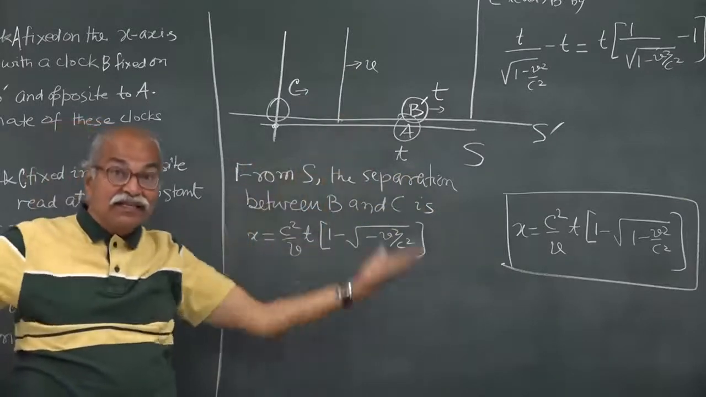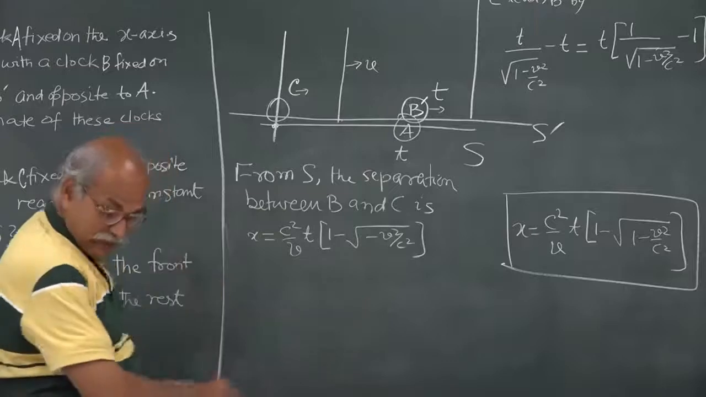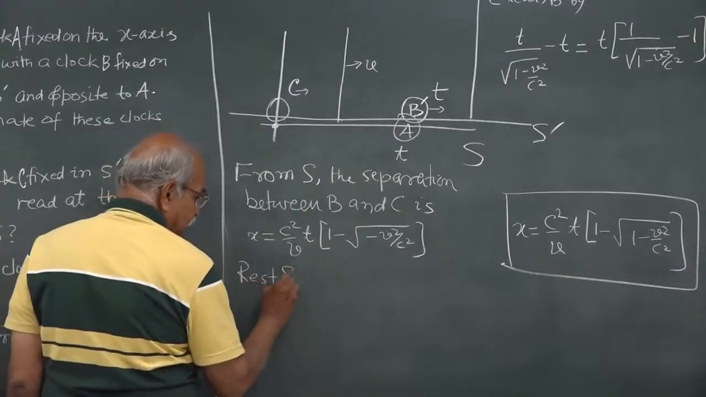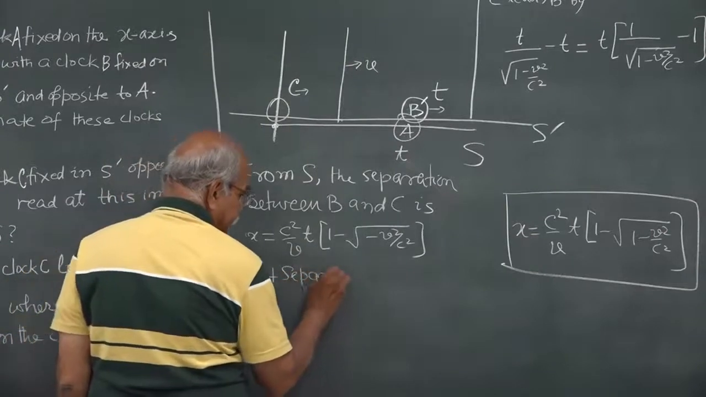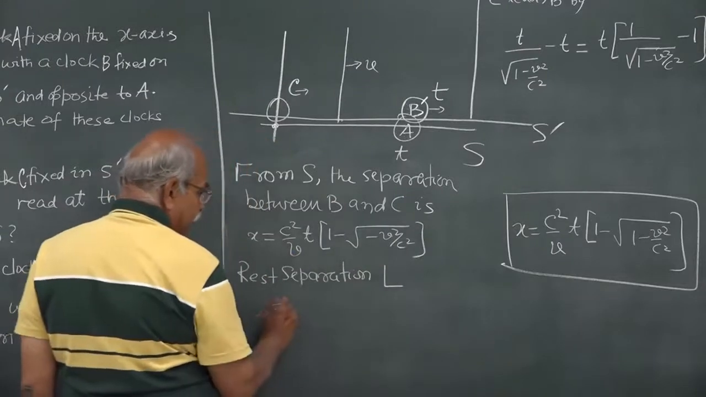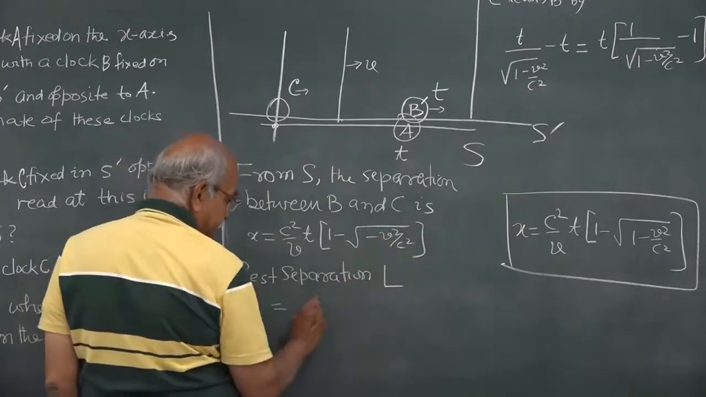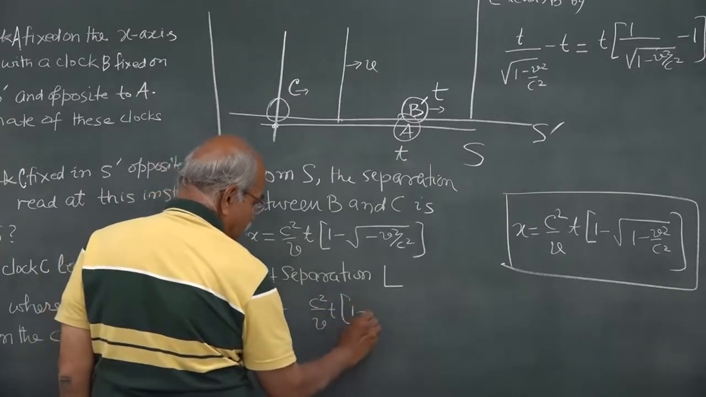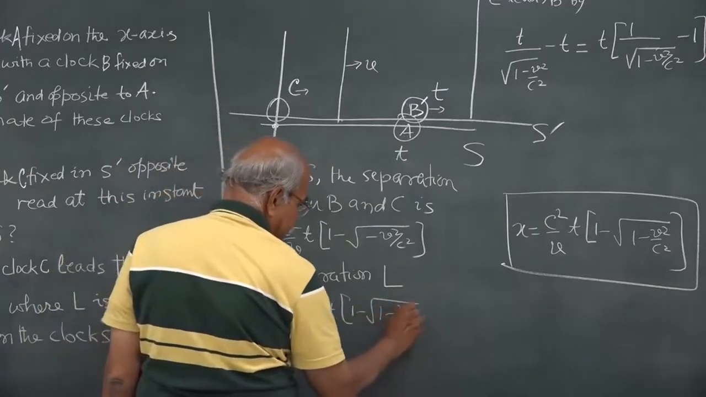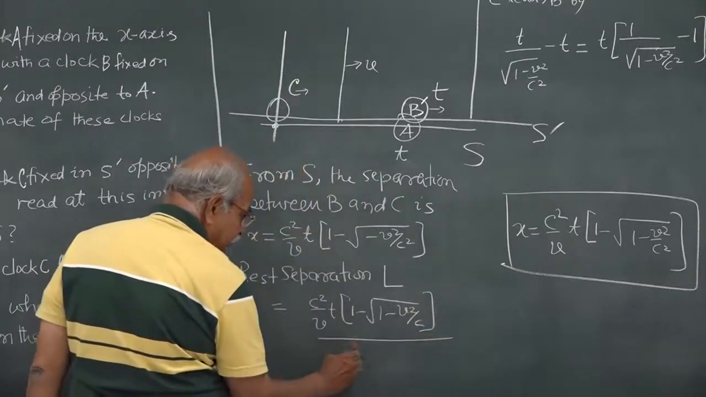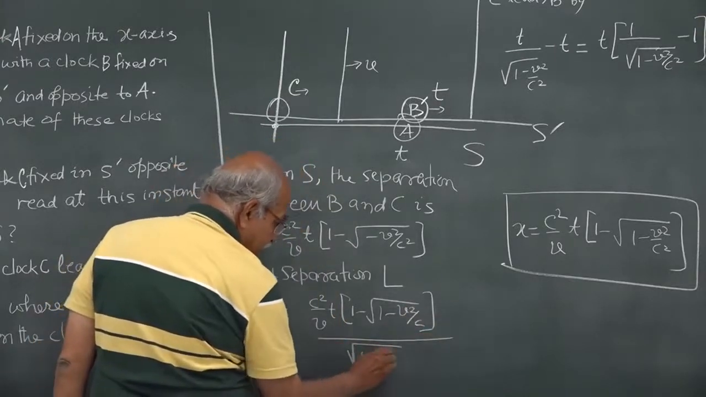So, the rest separation, which is larger than the separation in any other frame, rest separation L will be equal to this quantity. It's larger. So, remember you have to divide by square root 1 minus v square by c square.